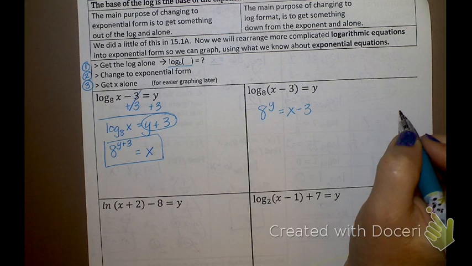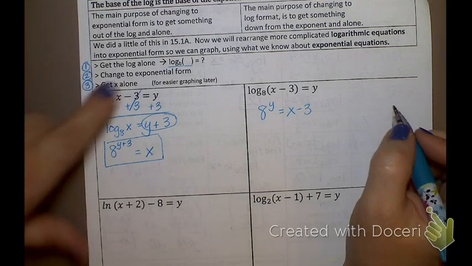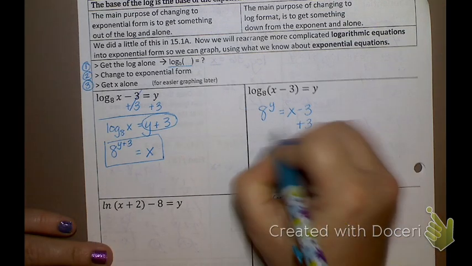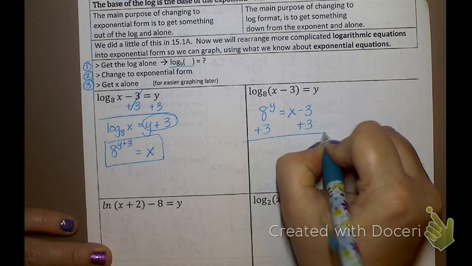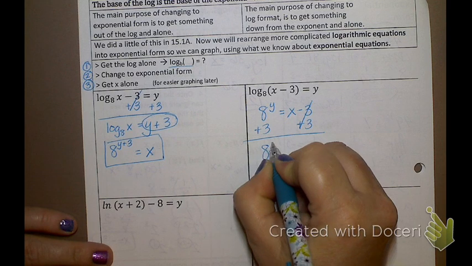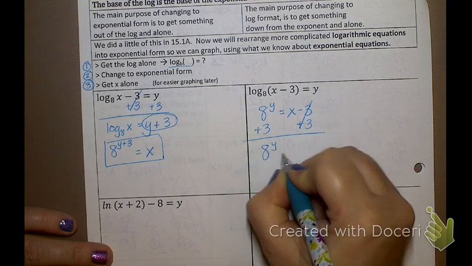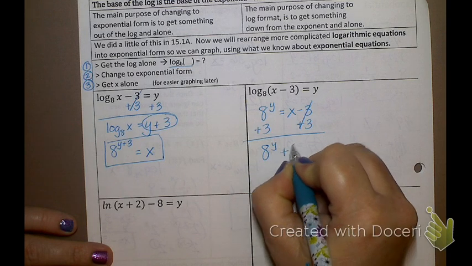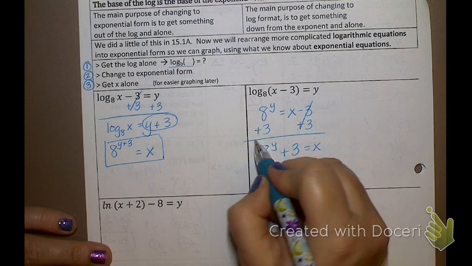Now I move to step 3, which is get x alone. So what do I do? Add 3. So I have what? 8 to the y plus 3 equals x. What's the difference in my answer? The 3 is not part of the exponent because it was moved after we went to exponential form.